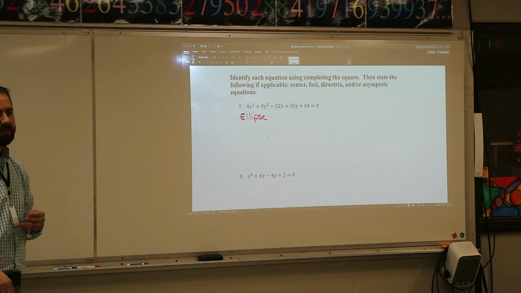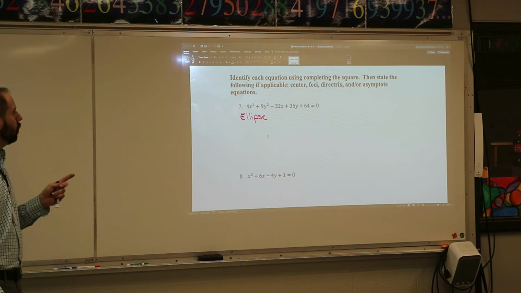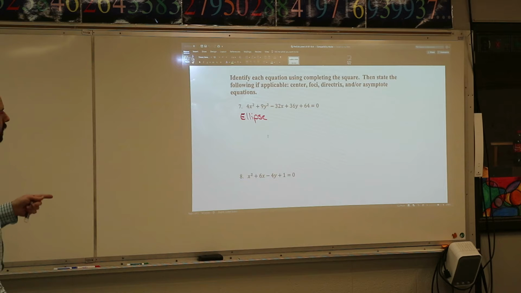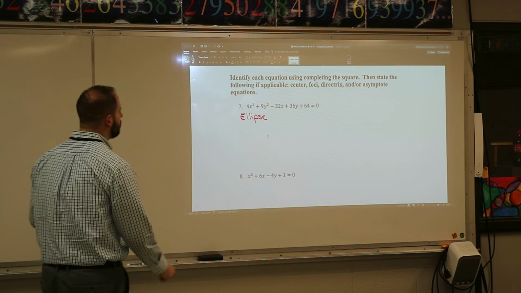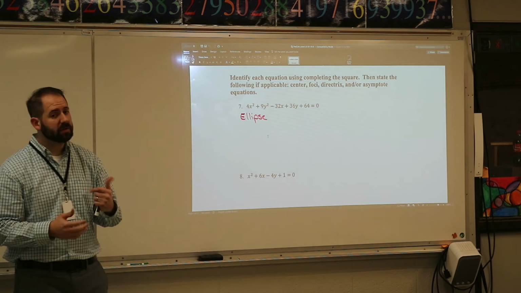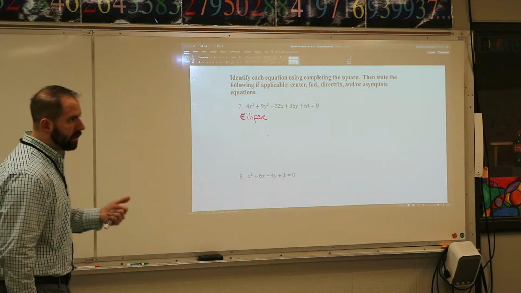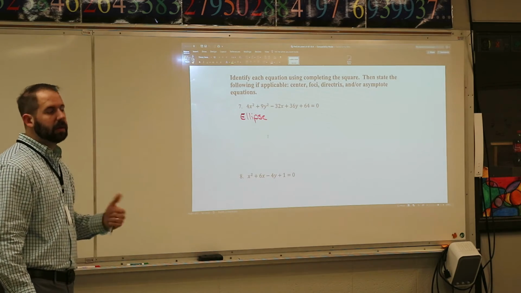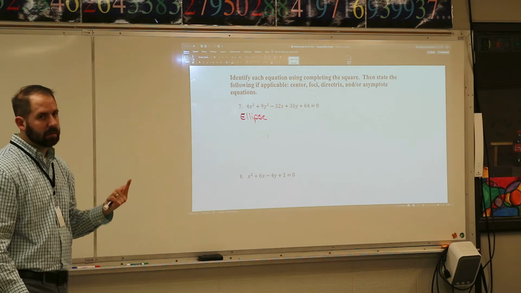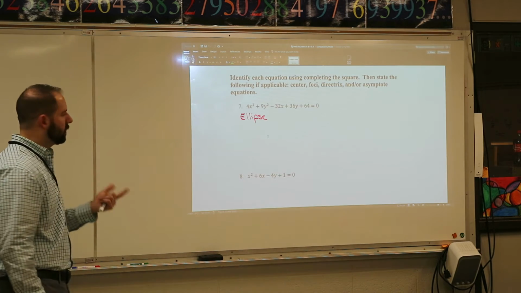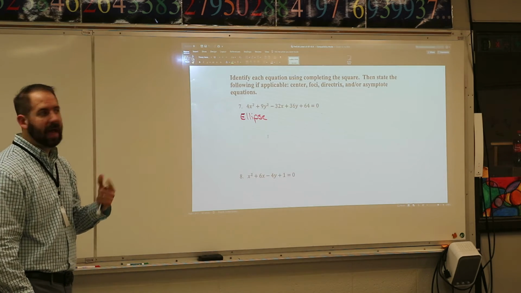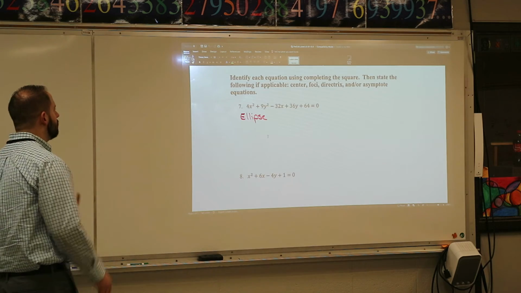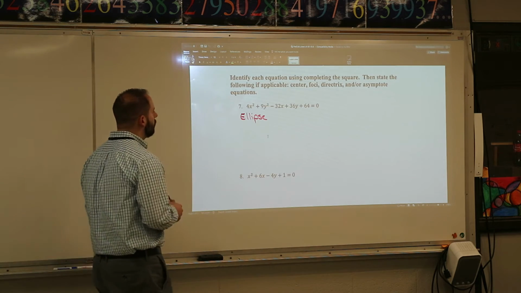All right, 7. We have to complete the square, figure it out, then figure out the foci, directrix, asymptotes, whatever it is. So on this one, since it's an ellipse, the only thing we have to do is figure out where the vertices go and figure out the foci and the center. We don't have a directrix, we don't have asymptotes on this one. So that's the other idea, okay?